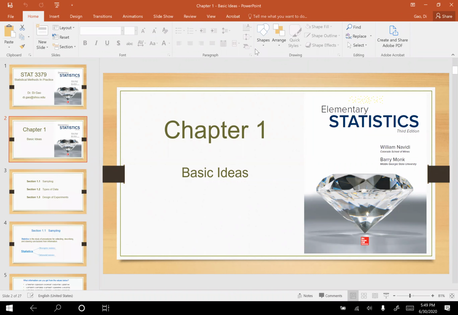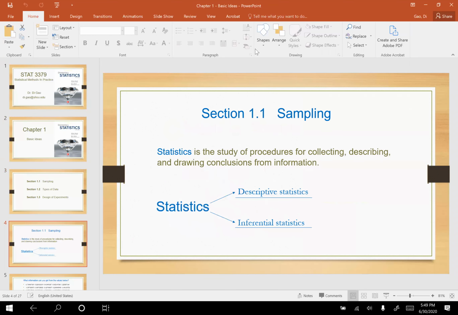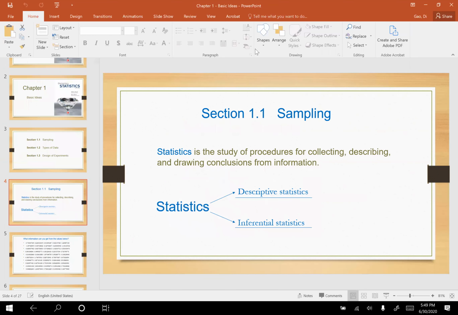Okay, now let's talk about chapter one. Chapter one is about some basic ideas of statistics. We're going to have three sections in chapter one: section 1.1, sampling; section 1.2, types of data; and section 1.3, the design of experiments. For this short video lecture, we're going to go over all these materials pretty quickly.